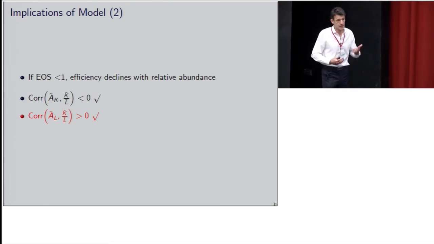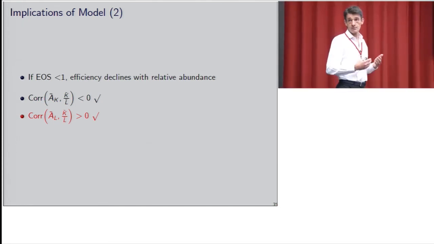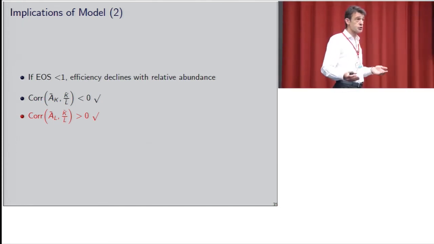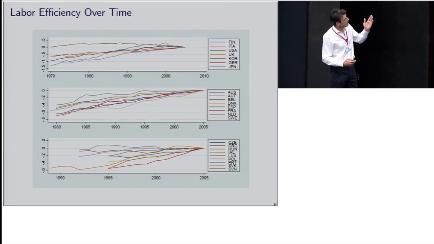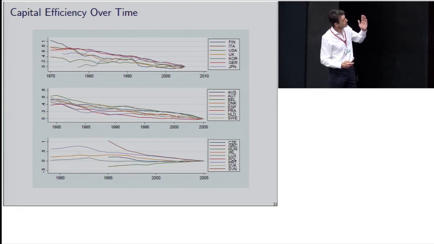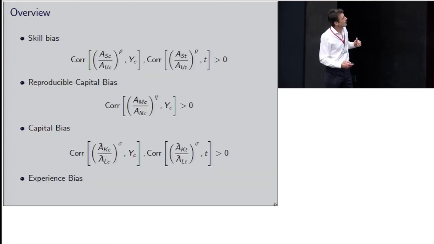And so that's the basis for my hope that you will find my results on declining efficiency of capital a little bit less implausible after seeing this. This is over time, just to complete the picture. Labor efficiency is increasing, and capital efficiency is actually even more clearly decreasing over time than across countries.